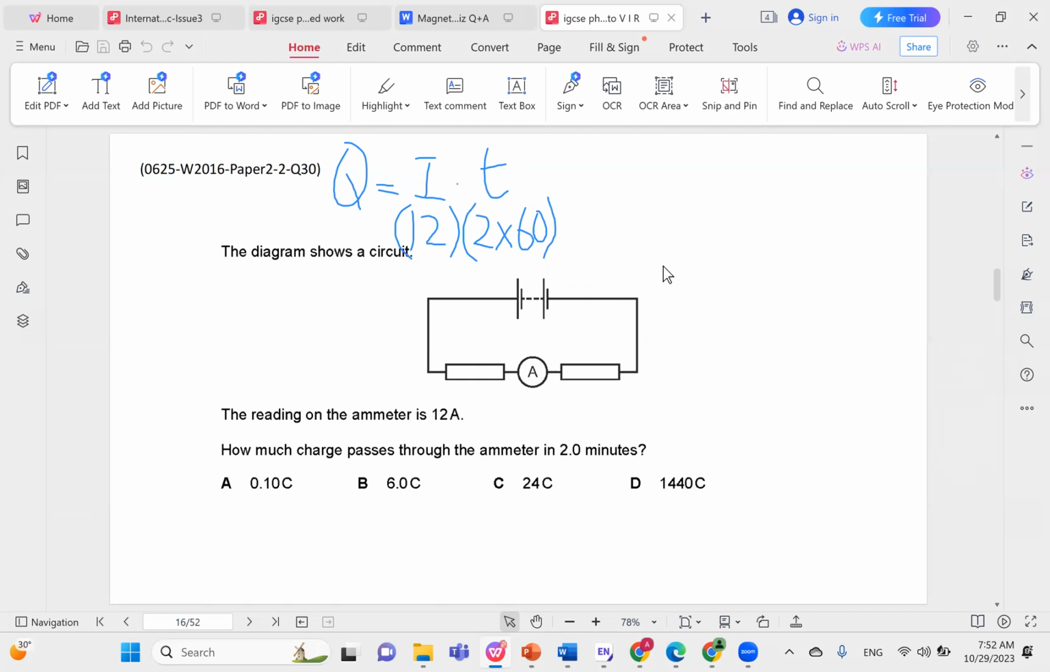Anyway, let's make sure. I'm going to use my calculator now, and I'm going to multiply 12 times 2 times 60. And the answer is 1,440 coulombs, which is the unit we use to measure electric charge. So the correct choice here would be choice D.